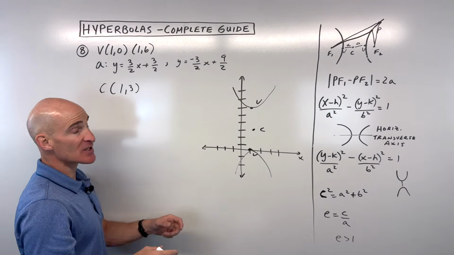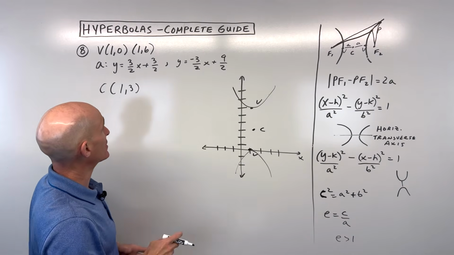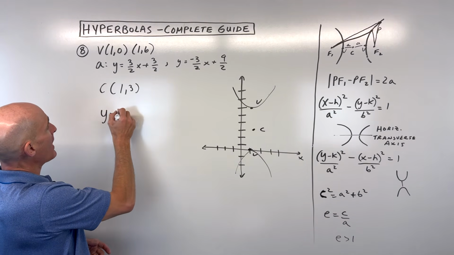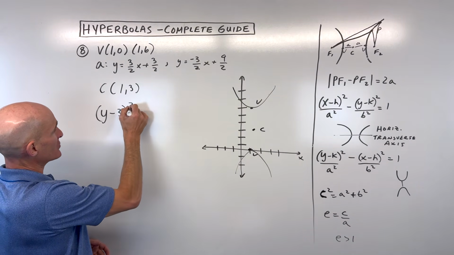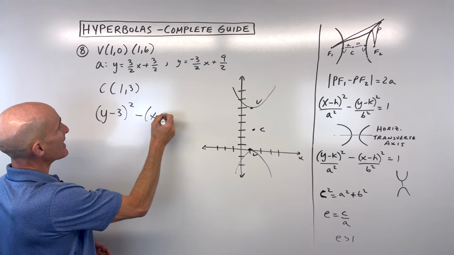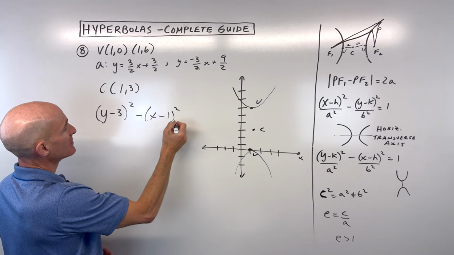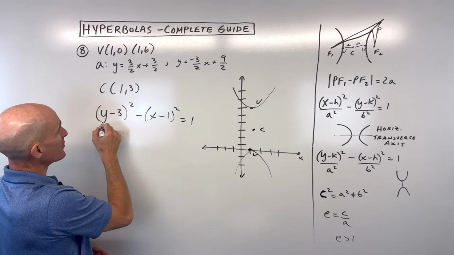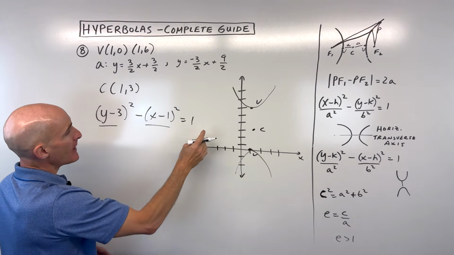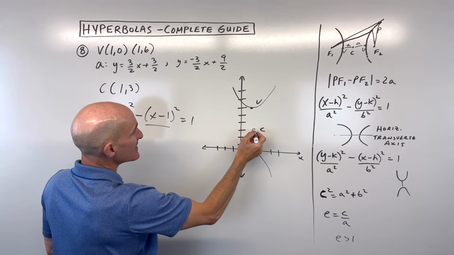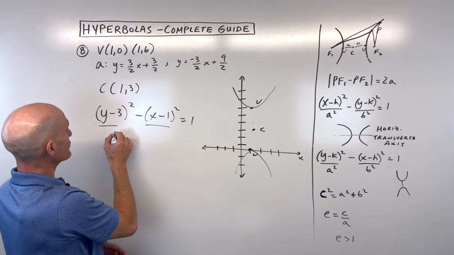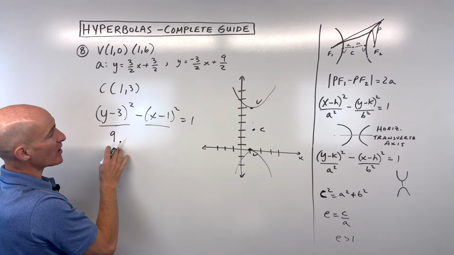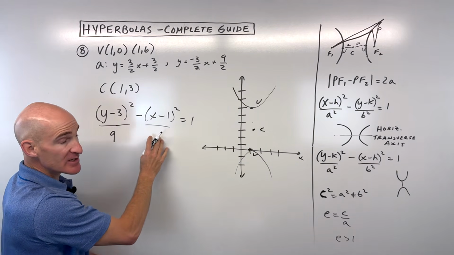Which means that it's going to be a y squared type. The y's are going to come first. So it's going to look like (y minus the y coordinate of the center) squared minus (x minus the x coordinate) squared equals 1. Remember, ellipses and hyperbolas are always equal to 1. The distance from the center to the vertex, that's our a value, 1, 2, 3. So 3 squared is 9. Remember, this is a squared. We just need to find our b squared.